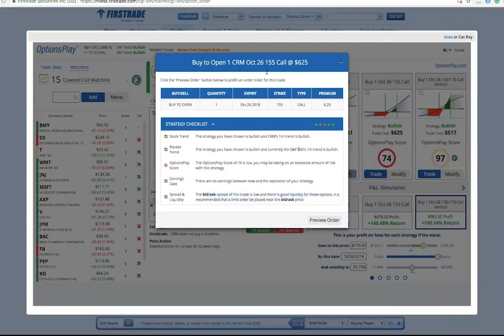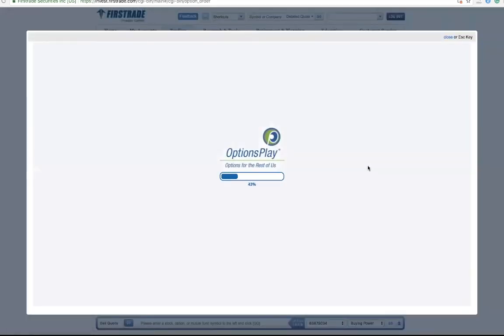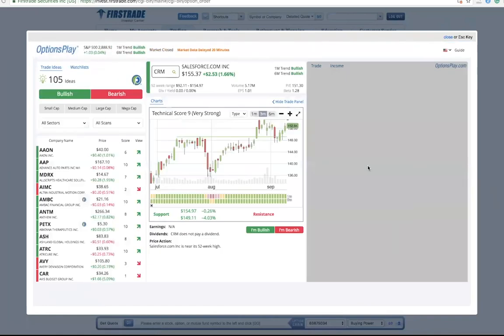And once you decide that this is a trade that you want to make, you can hit the preview order button. What that does is it actually pre-fills your first trade order ticket. This way you don't have to enter anything manually. As you can see, there's a lot of things you need to enter manually. So you have to do buy to open, the number of contracts, symbol, expiration date, strike price, call or put. There's a lot of room for error there. So what we do is we automatically fill it out for you so that we avoid any possible mistakes on the order entry screen. So that's just a very quick overview of how you can utilize our tool.